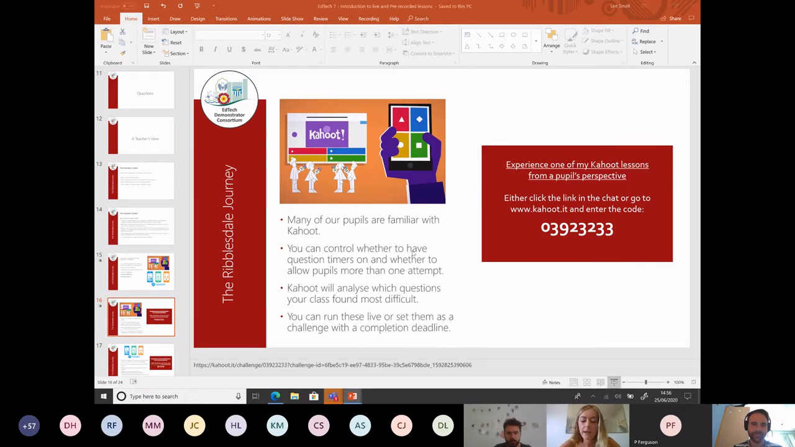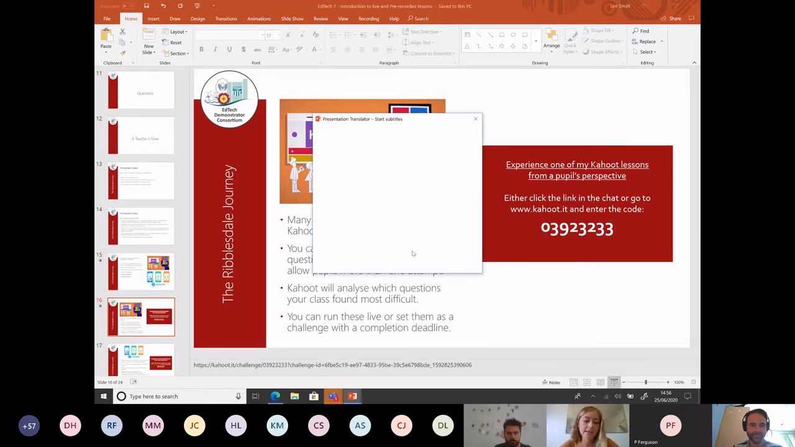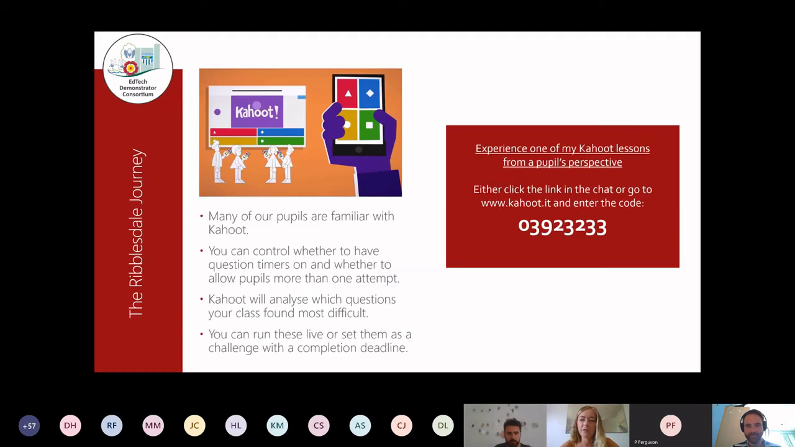So with the Kahoots, I tend to use those when it's a topic that a class is quite familiar with usually. So something maybe that we are revisiting before we build on that content. Because they are familiar with it, a lot of our pupils are used to using Kahoot in lessons. They seem to be at ease with using that style of platform. So I've used that quite a bit.